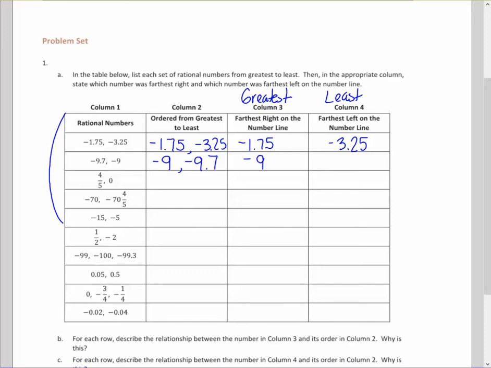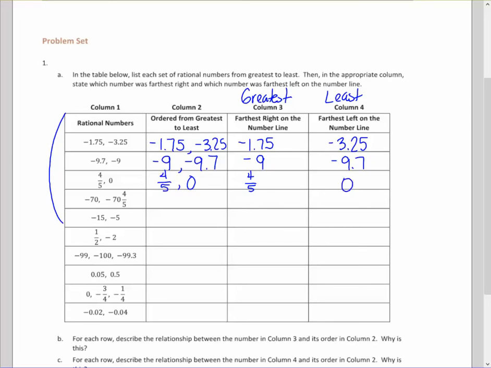So pretty much you're taking your first number from your list and putting it in column 3, right? And then in column 4, you're going to put the number that is the smallest, the furthest left number on the number line, which would be on your list, the one that came second, okay? All right, greatest to least, obviously 0 doesn't amount to anything, so 4/5 would be the biggest number. 0 is less than that. Furthest right on the number line would be 4/5. And then furthest left on the number line would be a 0.